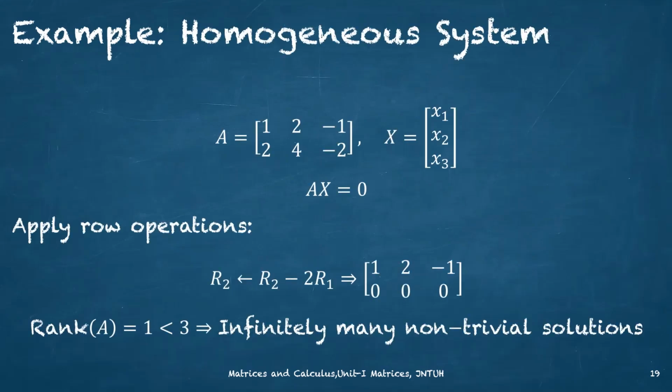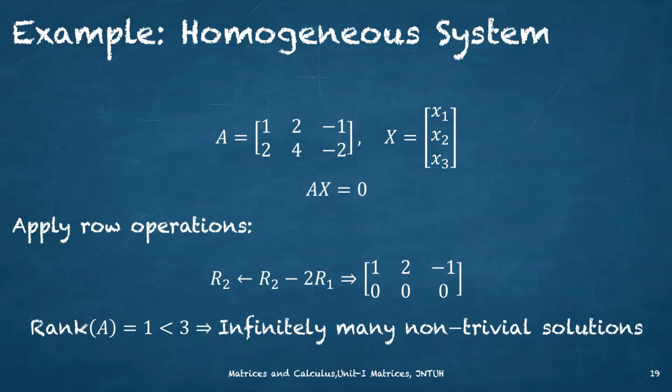Example, homogeneous system. Let's look at an example of a homogeneous system. We are given matrix A as first row 1, 2, minus 1, second row 2, 4, minus 2. And vector x as x sub 1, x sub 2, x sub 3. The system is written as A times x equals 0.